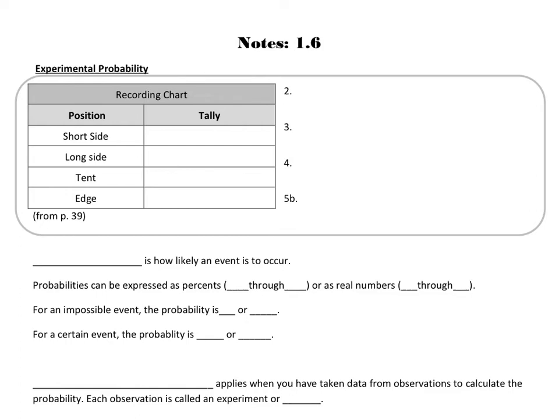1.6, we talk about probabilities. So you should have done this whole thing from page 39 with a partner, dropping a note card, answering some questions. Okay, everything that you just did, that's what we're dealing with today.